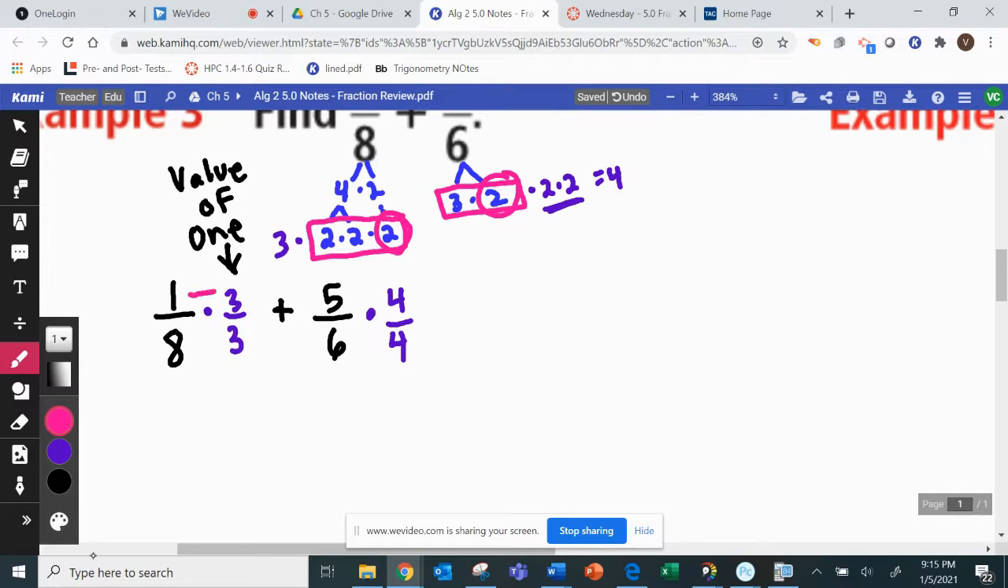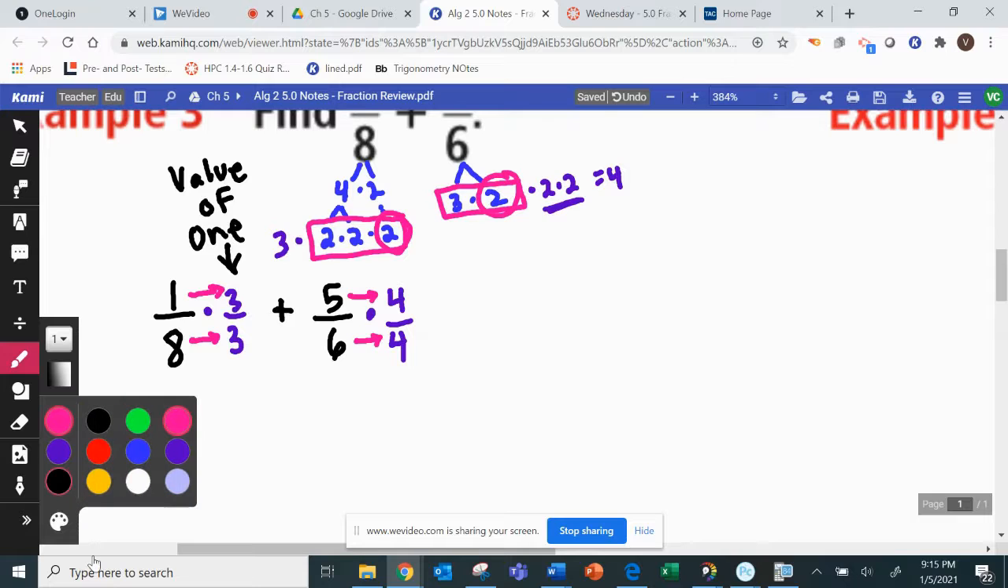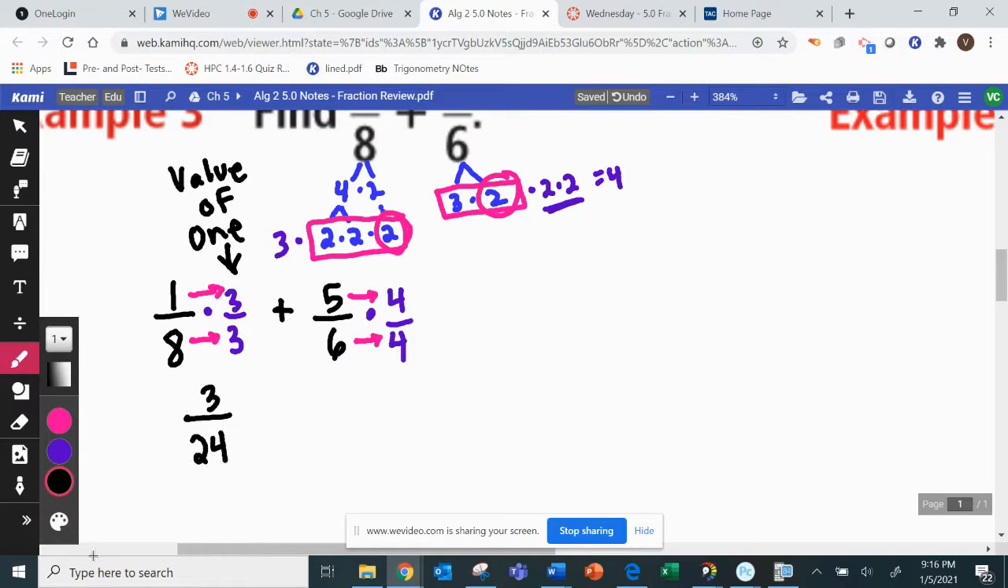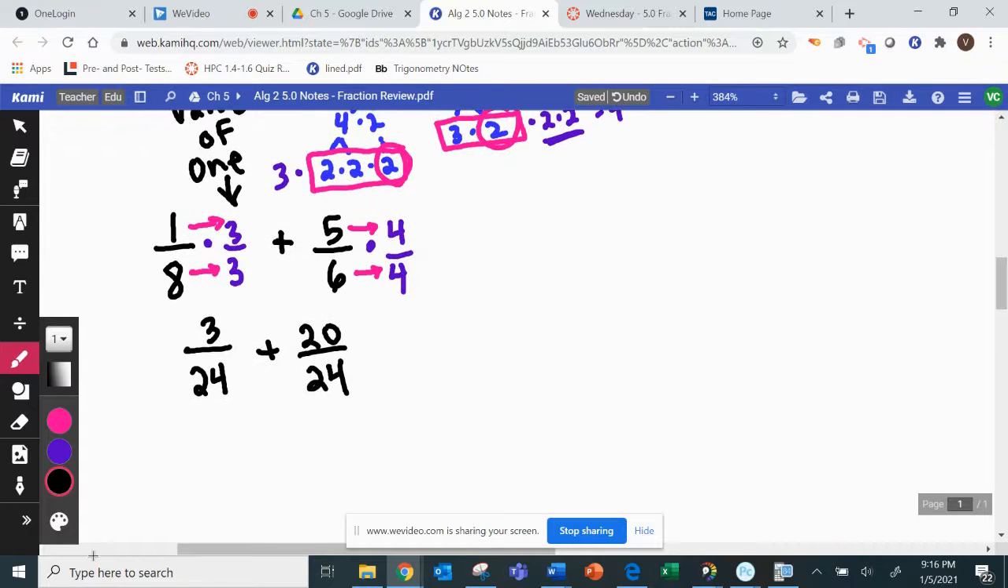When we multiply fractions, we go straight across. See, there's a hole. I don't want to fall in the hole. So we're going to go straight across. So multiply those fractions. I get 3 over 24 plus 20 over 24. So now we have 3 24ths plus 20 24ths, which gives us 3 plus 20 24ths, or 23 24ths.